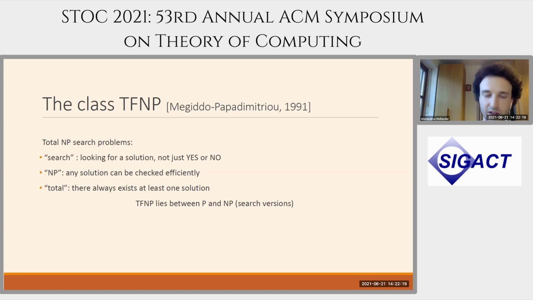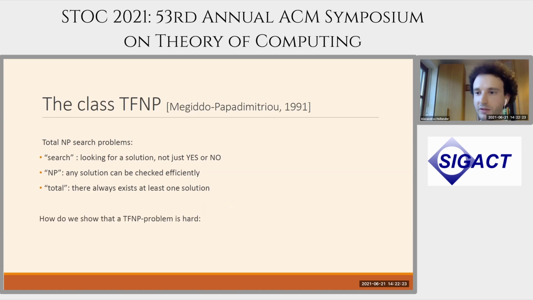So this class TFNP is quite interesting because it lies between P and NP, or rather the search versions of these classes. And it contains many problems that are believed to be hard. And of course, as theoretical computer scientists, we would like to be able to provide some evidence that these problems are really hard. So the standard thing we might want to do, which is to show NP hardness, unfortunately, it doesn't look like this is going to work because no TFNP problem can be NP hard unless NP equals coNP.